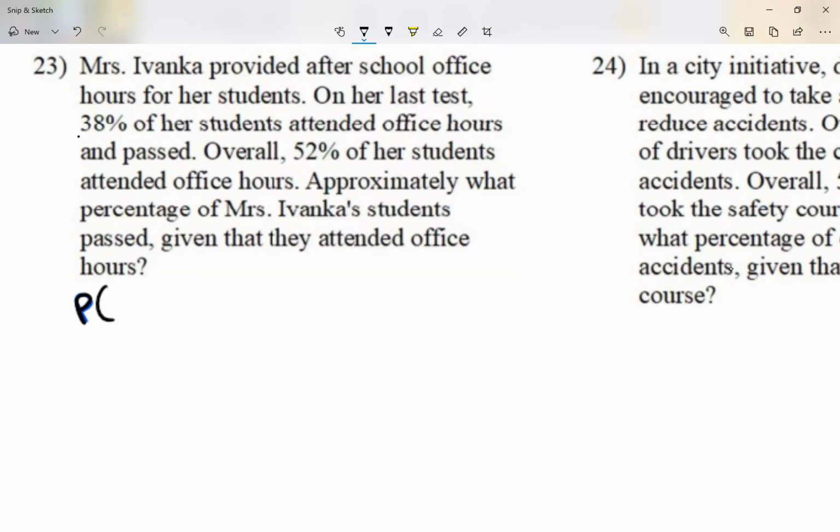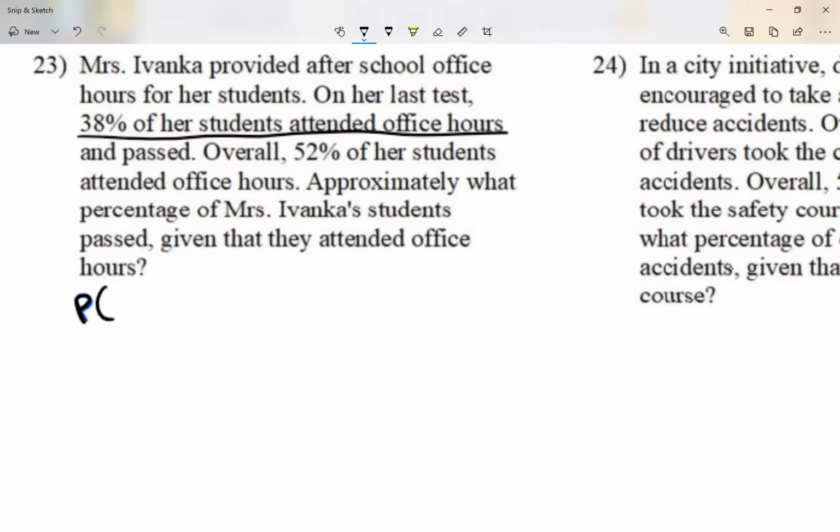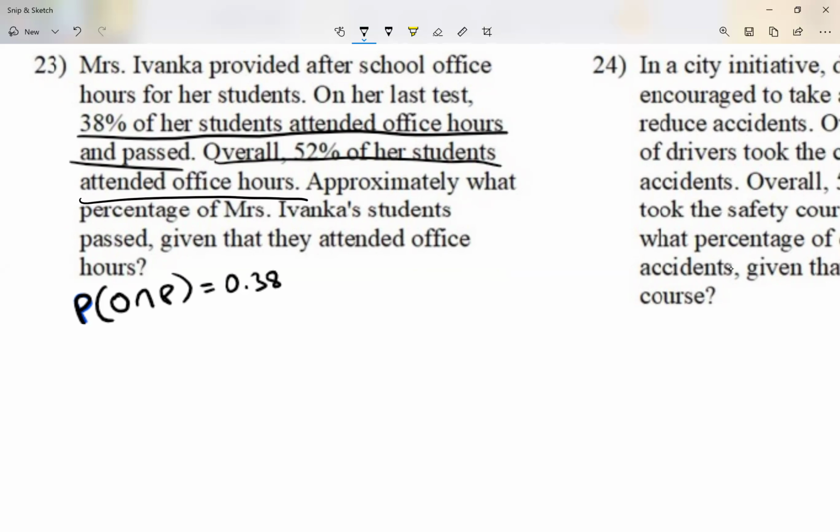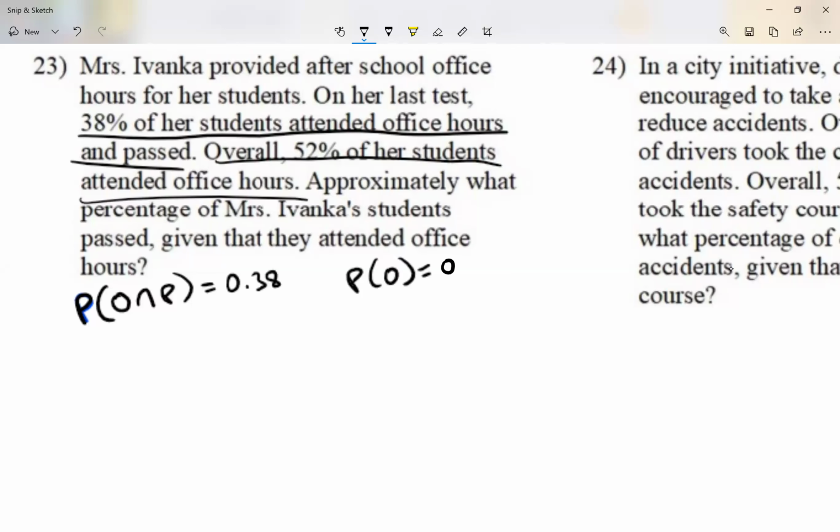So I'm just gonna read my first part here. 38% of the students attended office hours and passed. So I'm gonna say the probability of they did office hours and passed is 0.38. I'm gonna write it as a decimal because it's easier for me to type on the calculator. And then it says overall 52% of her students attended office hours. So the probability of office hours is 0.52. That's really what it's telling me here.